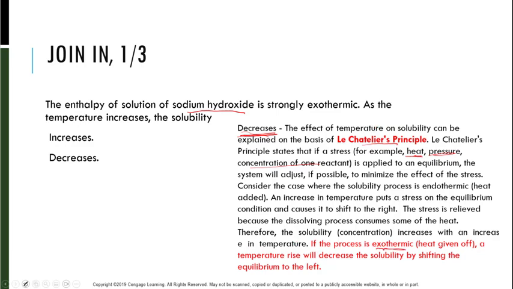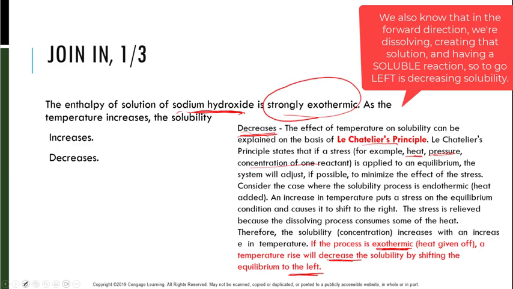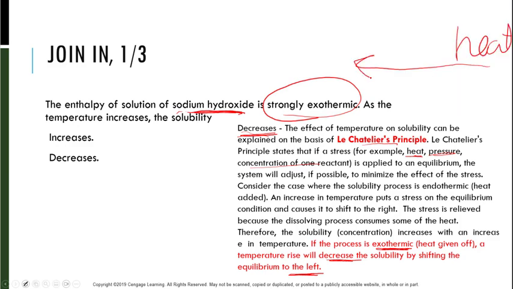If the process is exothermic, a temperature rise will decrease the solubility by shifting the equilibrium left. So therefore, this is telling us that our reaction is going to shift to the left. So it would decrease that solubility. We would then need to absorb some of that heat, so that heat is a product. So if we increase temperature, we would need to shift to the left, which means that we need to absorb energy, making its solubility decrease.